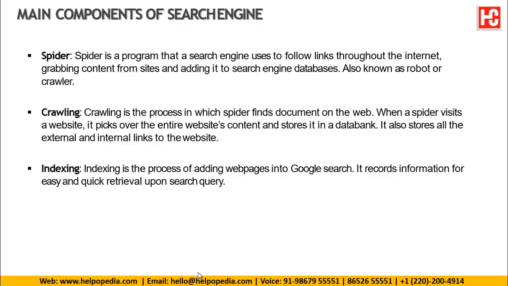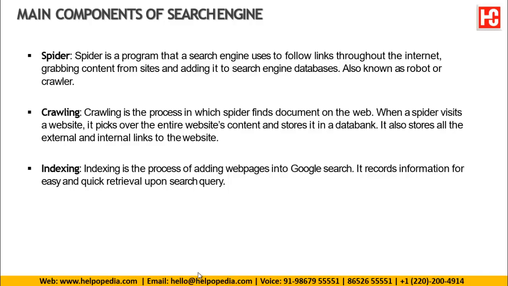Now how does it store? That comes into the process of indexing. Indexing is the process of adding web pages into Google search, and it records information for easy and quick retrieval upon a search query. It means that it can be retrieved and found easily. In that manner, all the links are stored in the indexing process of Google's database. What exactly is the indexing process?